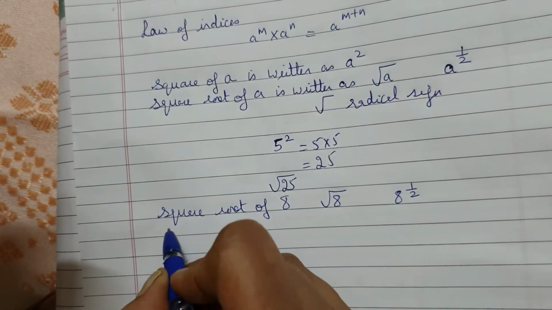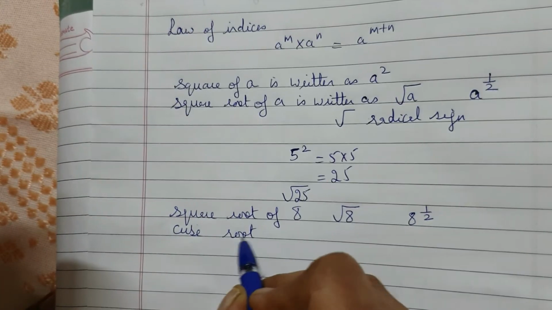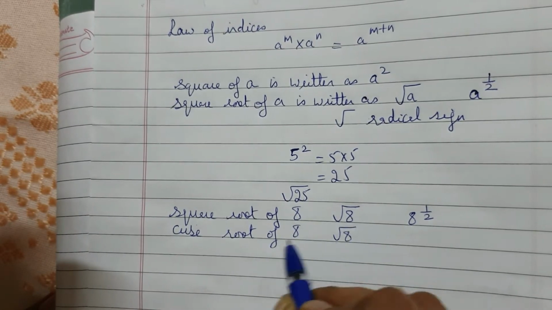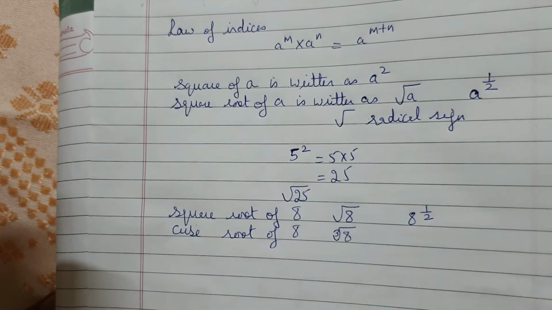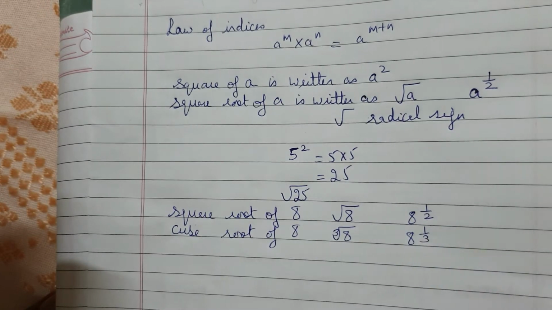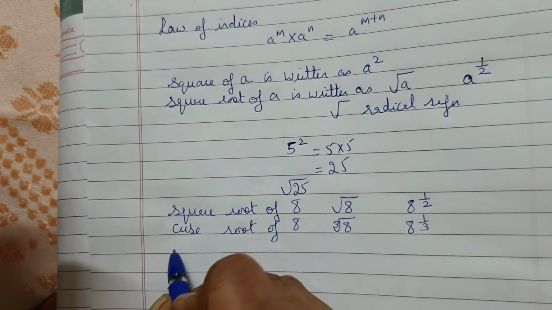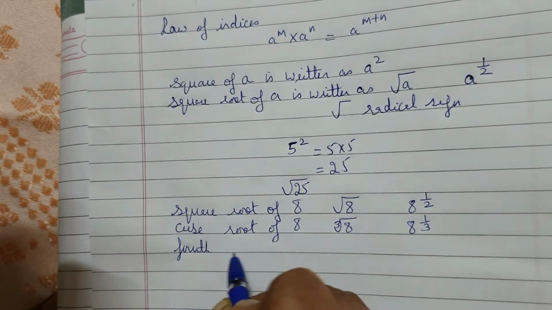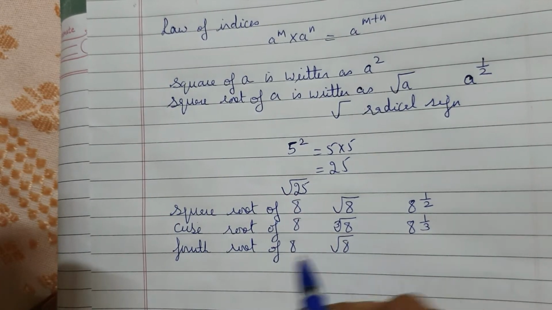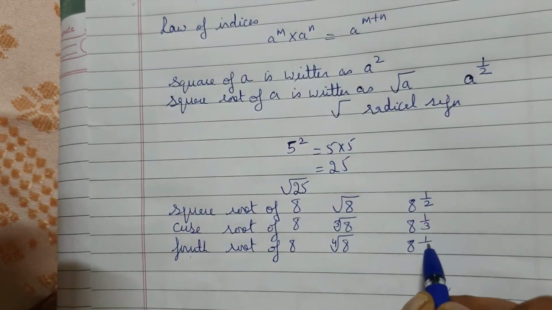The same way, if we write the cube root of 8, we write this radical sign with 8, and cube means 3, so we put 3 here, and we write 8 raised to 1 upon 3. Now the fourth root of 8. We write the radical sign with 8. Fourth root means 4, so we write 8 raised to 1 upon 4.